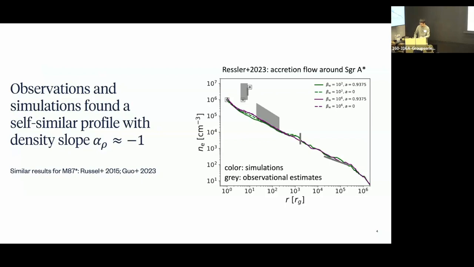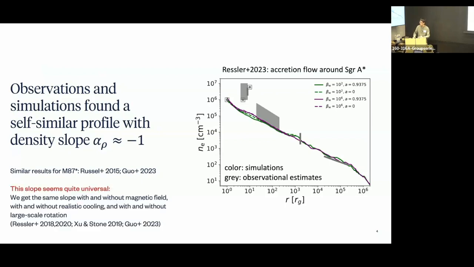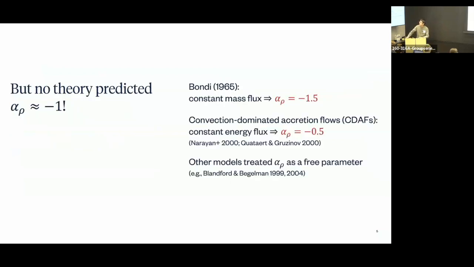And an interesting trend that appears among the simulations is that this slope seems to be quite universal. You get qualitatively the same result and basically the same slope with and without magnetic field, with and without realistic cooling, and with and without any large scale rotation. So that seems to be a puzzling behavior. What is even more puzzling is that no theory predicted this slope before.